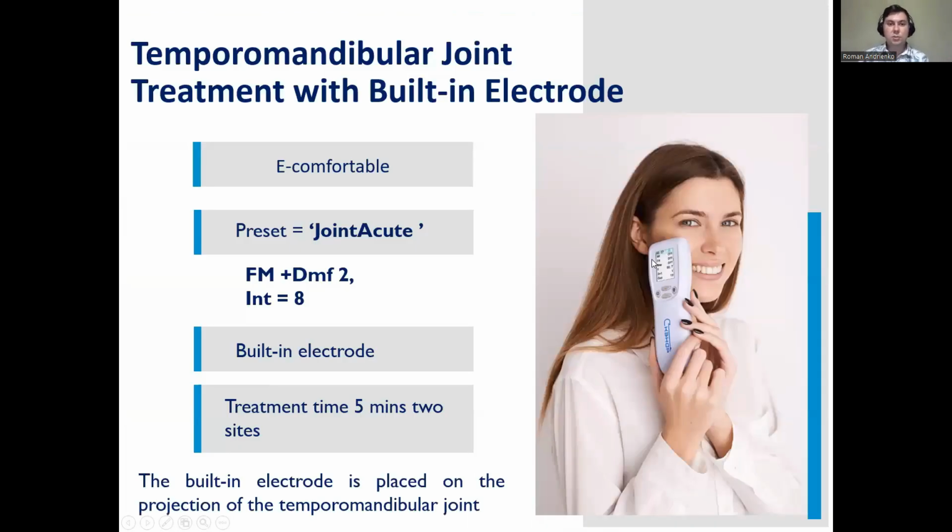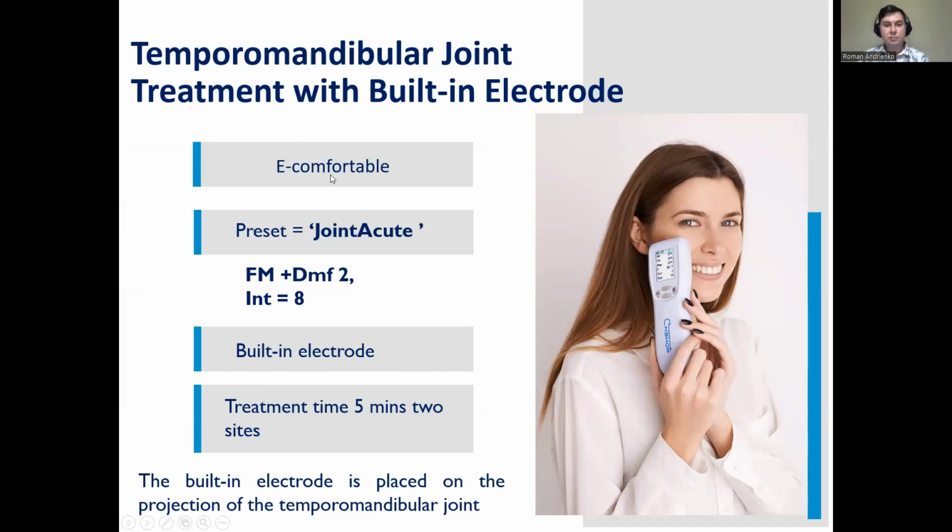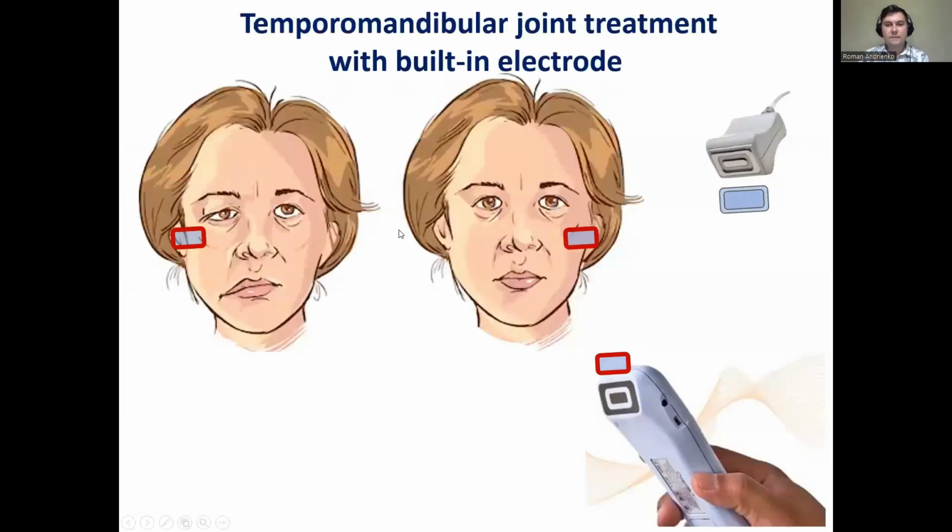Also, let us give you a protocol for treating this temporomandibular joint. You set the comfortable treatment energy, use the joint acute preset, and also you may set intensity 8 and the combination of frequency modulation and damping 2. Remember the damping one, right? 5 minutes for both sides. Yeah, exactly. Here is how we treat the temporomandibular joint.